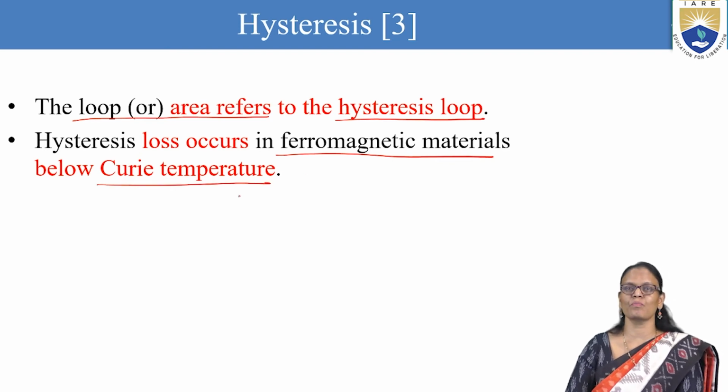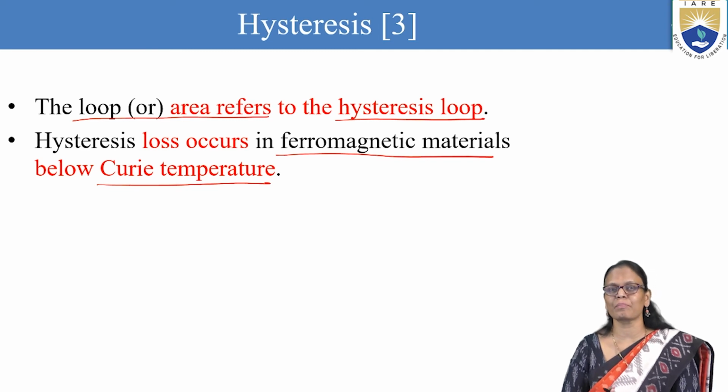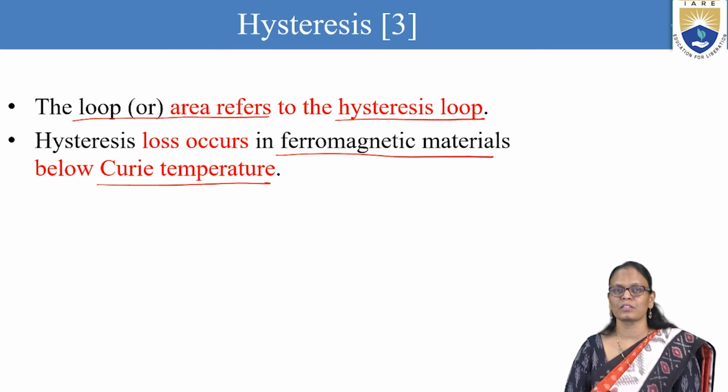We have already seen what the Curie temperature is: the temperature at which the ferromagnetic behavior disappears. So below the Curie temperature, whenever we plot H versus B for a ferromagnetic material, we get this hysteresis loop, and we can calculate the energy loss by calculating the area under the loop.